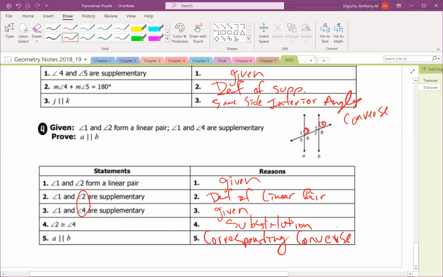All right. So a lot of the stuff that we did with our proofs for transversals is just using the names of these angle relationships that we already knew as our reasons, as our justifications for things such as parallel lines or why things are supplementary and why things are congruent.